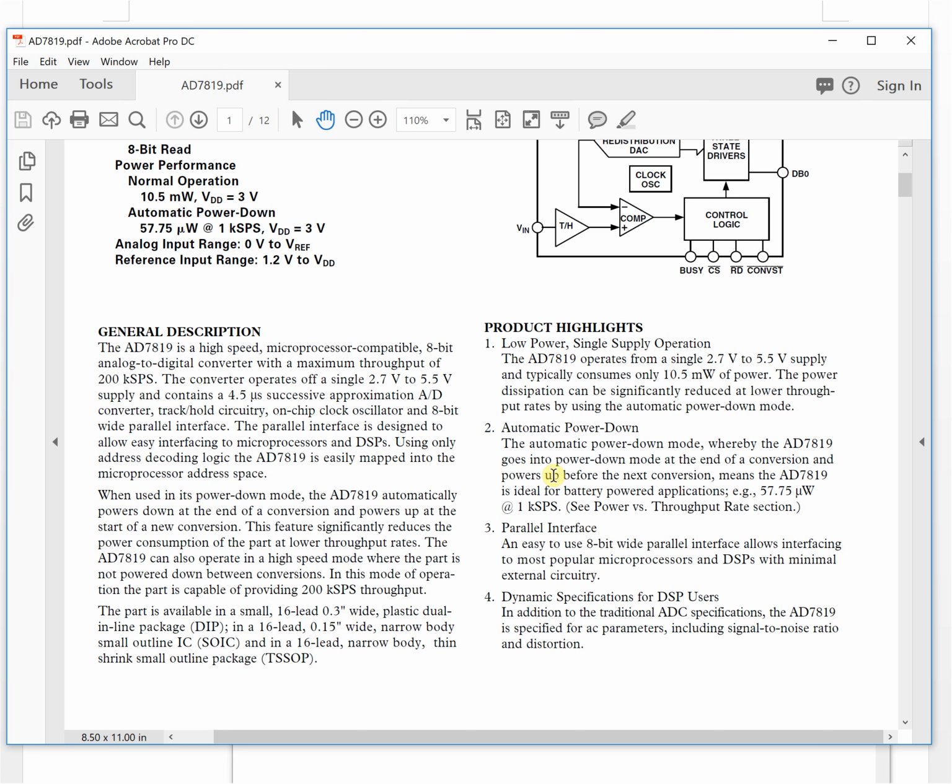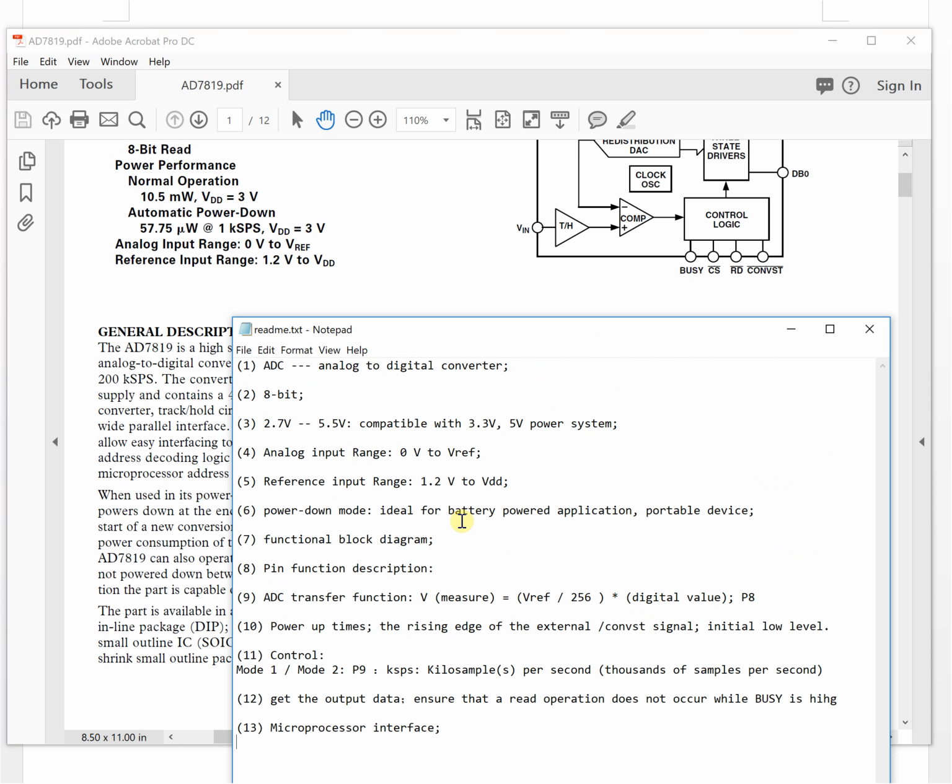The ADC has a very good feature: a power down mode, and it's a single supply option. The power down mode can significantly reduce the power consumption, so it's very suitable for battery powered applications, like portable devices. Okay, so these are the device's features.